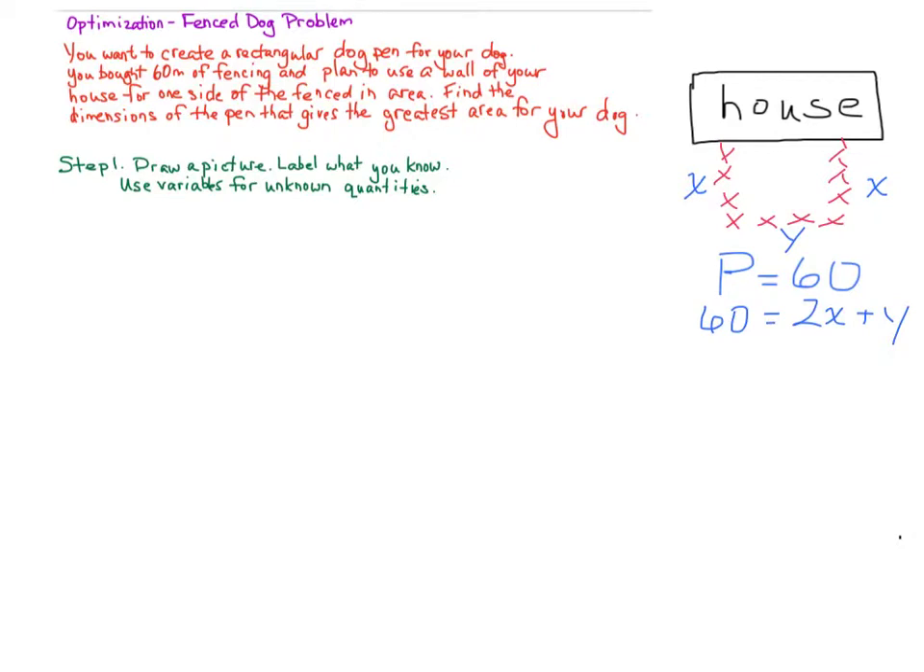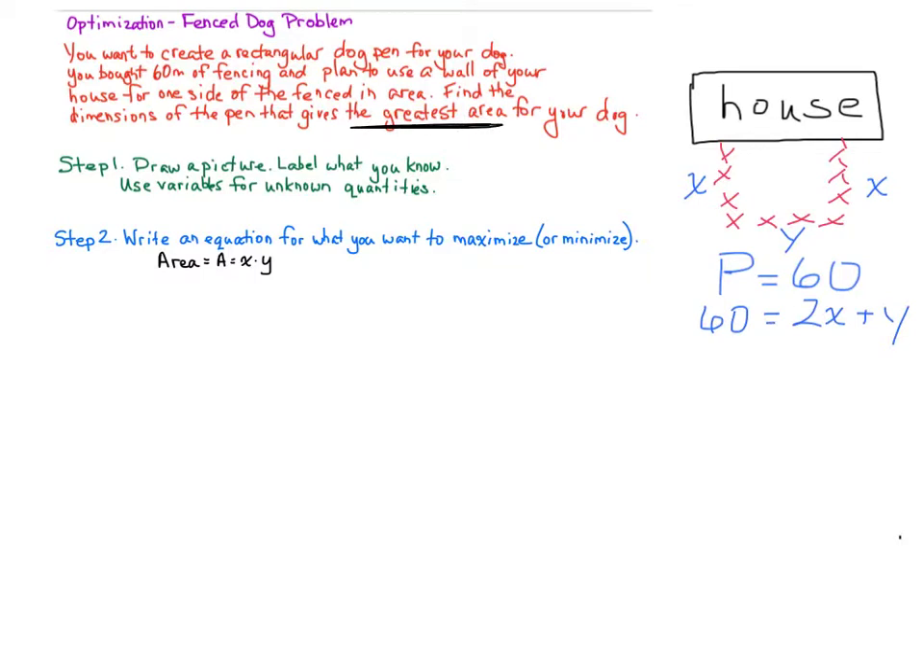On to step 2. You want to write an equation for what you want to maximize or minimize. In this case, if you look back to the original problem, it says find the dimensions of the pen that give you the greatest area. Greatest means maximum area, so we need to come up with an equation for area. And right there you see area, A, is equal to x times y.